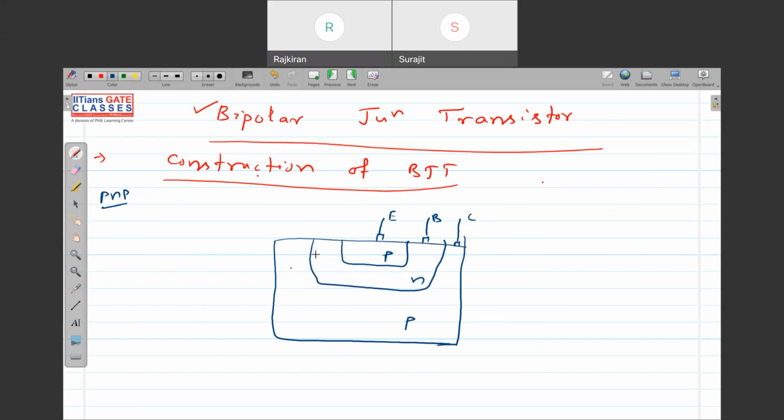If you see the doping, the emitter is very heavily doped. The base is also doped, a little less than the emitter. The collector is lightly doped. If you go on to understand the amplifier action, you can know why the doping is like this. Why I kept the emitter doping very high, then base, then collector, will be very clear when we see how a BJT operates.